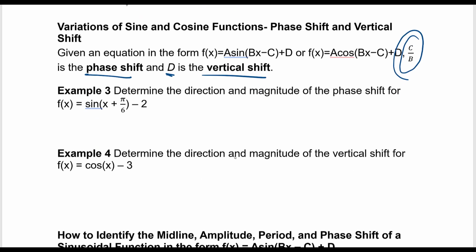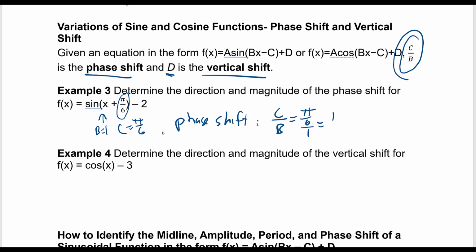Determine the direction and magnitude of the phase shift for f of x equals sine of x plus pi over 6 minus 3. Our b is the coefficient for x, so b must be 1. C is pi over 6. So the phase shift is going to be c over b, which is pi over 6 over 1 in this case. So it's just pi over 6.